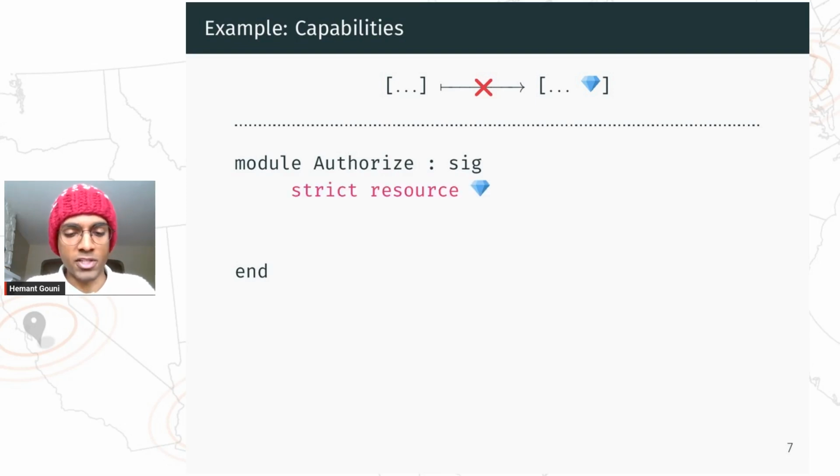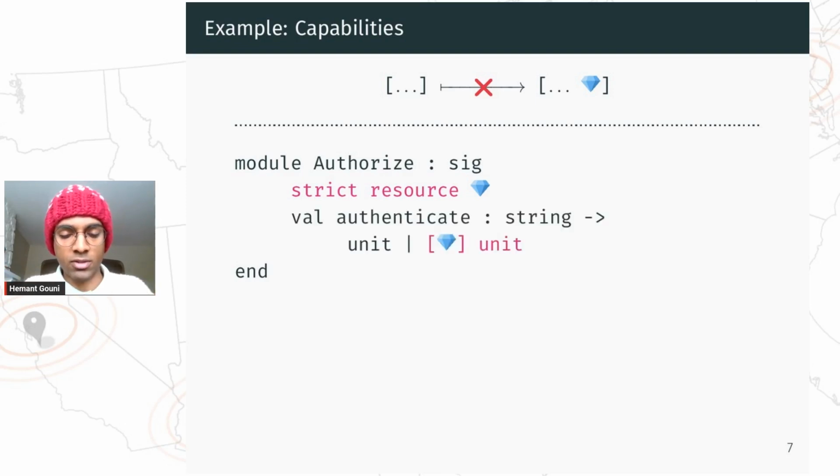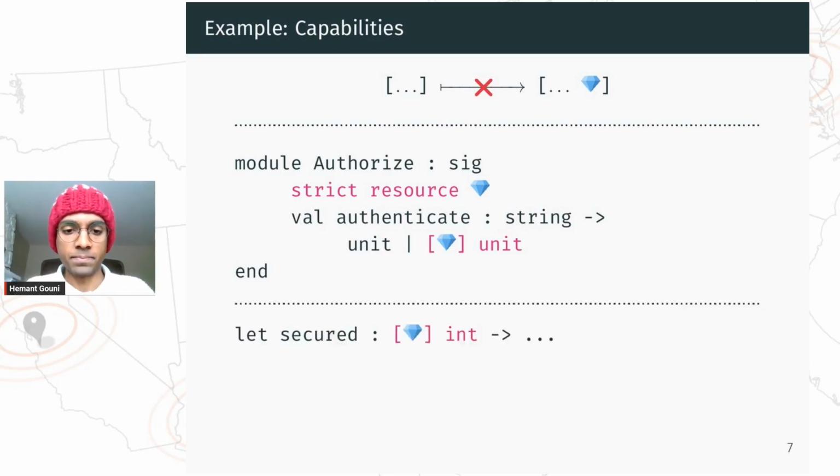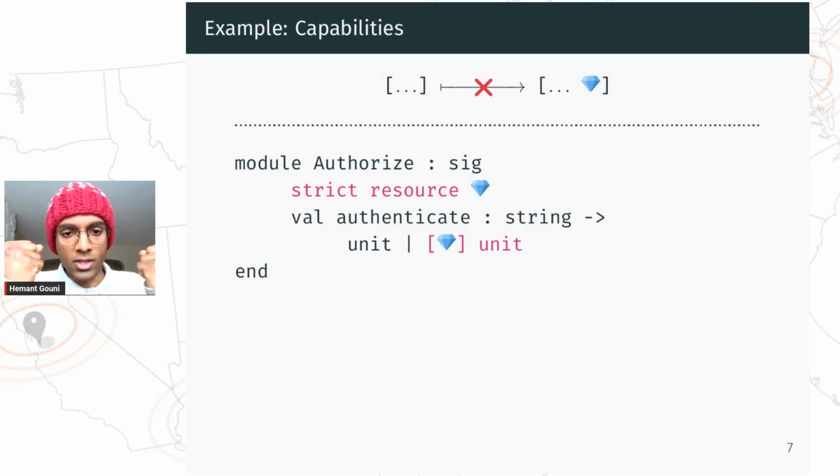It leads to a certain kind of authorization reasoning. So this module authorize exports a strict resource diamond, where again, strict means that you can't give yourself a diamond for free like you could give yourself a lock for free. So you need some way to obtain it. And the way to obtain it is to call this authenticate method that takes in a password attempt as a string and returns me a unit with nothing on it if I got the password wrong, or a unit with a diamond on it if I got the password right. And the idea with this is that the only way for me to get a hold of a diamond is to actually successfully authorize myself. Right? If I'm holding a diamond, it means that at some point in my past, I successfully called the authenticate function and retrieved a diamond from it.